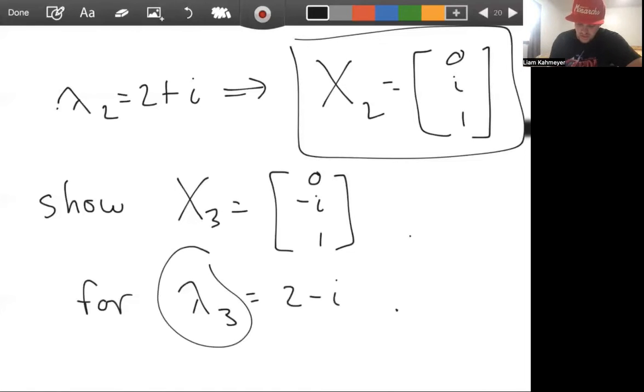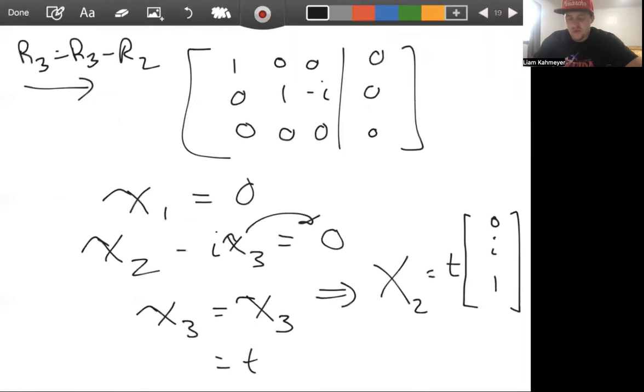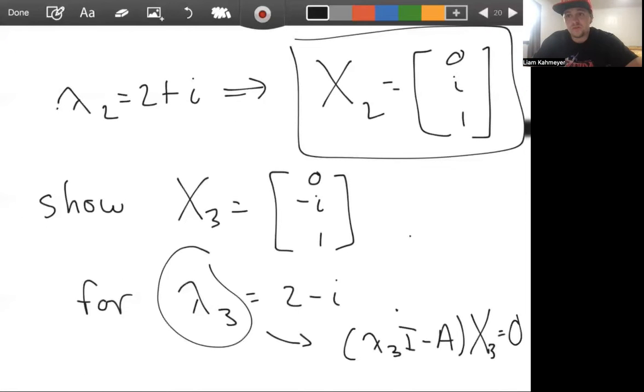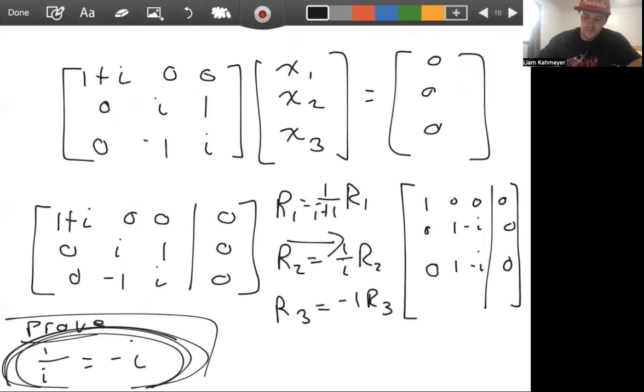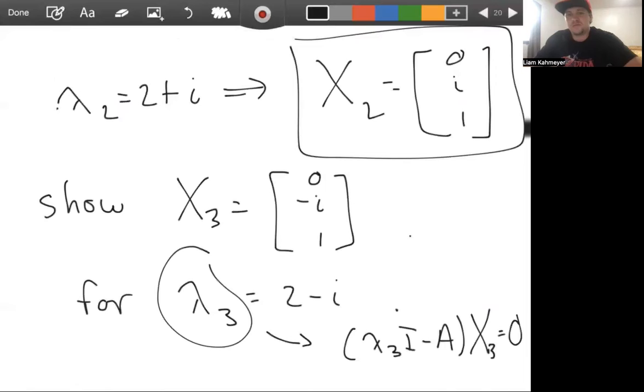You plug in lambda 3 to the equation (lambda 3 I minus A) x3 equals 0. You get a system of equations, and then you solve that system by putting the matrix in reduced row echelon form, and so on. So you can see the process is the same, but it's important to work through examples. Even though the process is the same, it feels different. The arithmetic is very different. When you're putting a matrix in reduced row echelon form and the entries are complex, the arithmetic gets much more complex. So it's important to work through explicit examples, even though it's the same process.